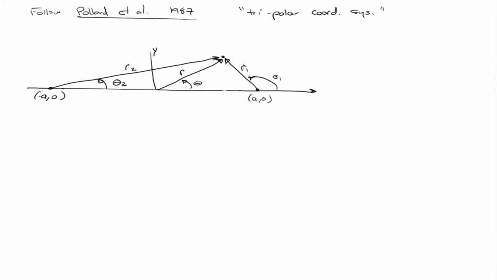So we basically have three vectors that all point at a common point. The vector that emanates from the point a0 is characterized by the radius r1 and the angle theta 1. This is the origin, so it's characterized by r and theta. And from minus a, theta 2 and r2 characterize it.